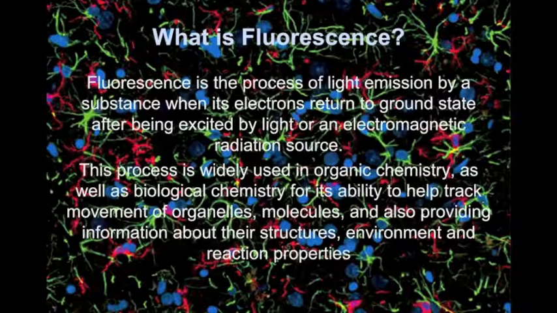What is fluorescence? Fluorescence is the process of light emission by a substance when its electrons return to ground state after being excited by light or an electromagnetic radiation source. This process is widely used in organic chemistry, as well as biological chemistry, for its ability to help track movement of organelles, molecules, and also providing information about their structures, environment, and reaction properties.